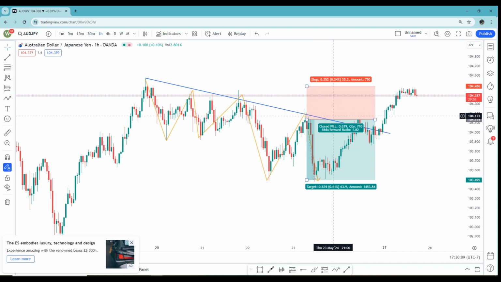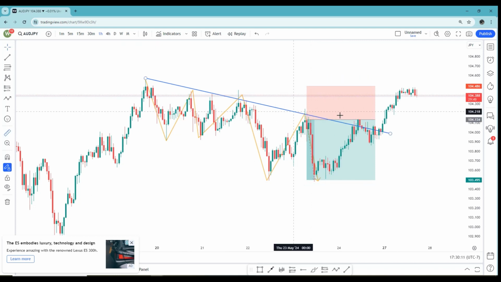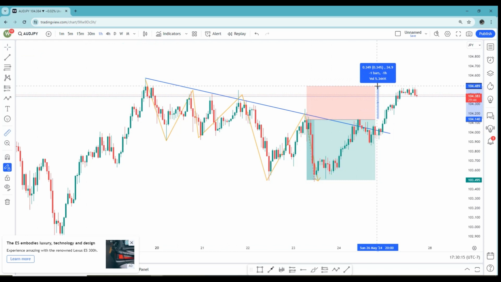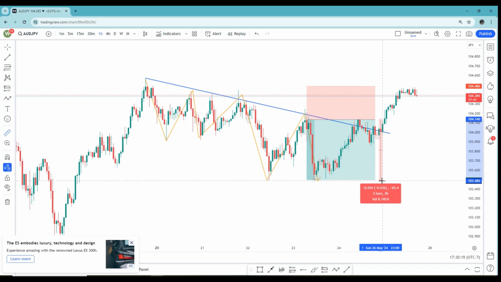This is a kind of one to one, because it was like 34 pips as a stop loss and 65 pips at the TP, one to one. You see how good it was. Sometimes there's no trade in the market. You have to take this kind of trades.